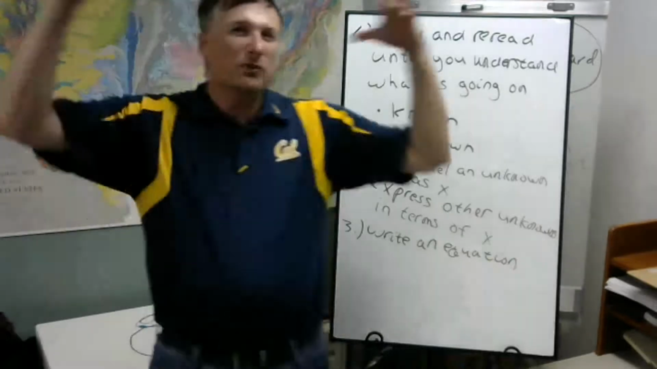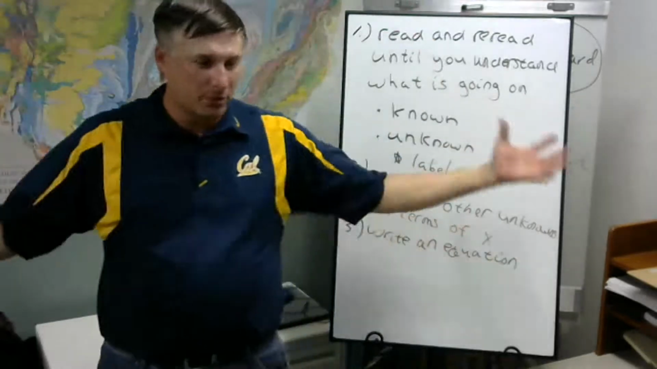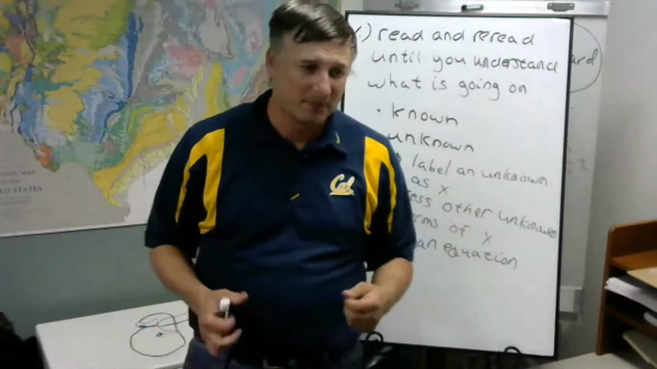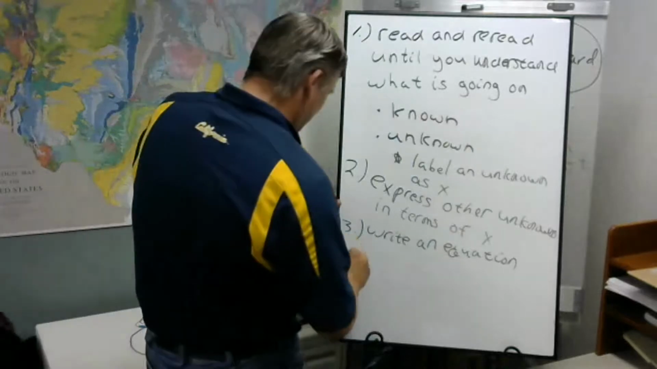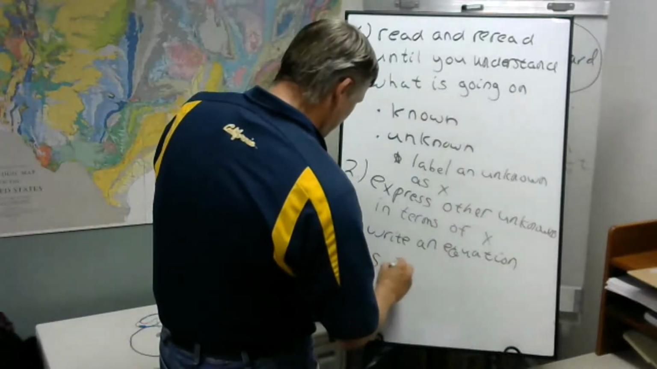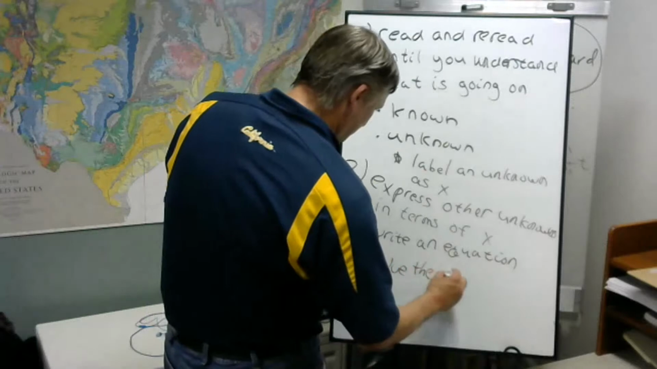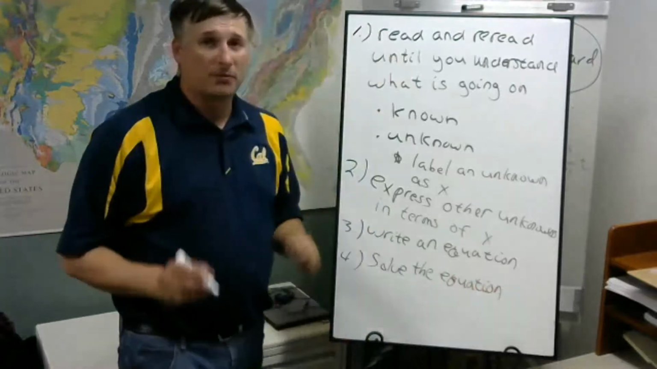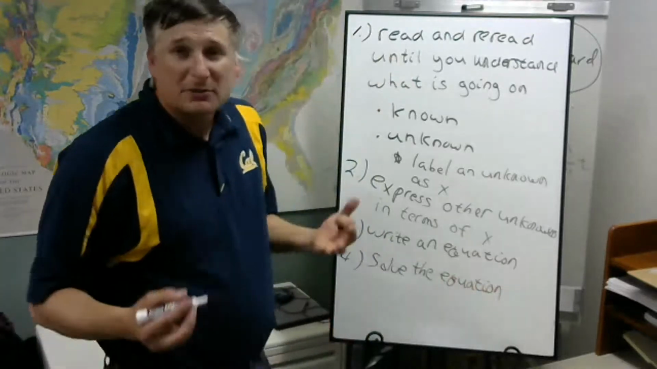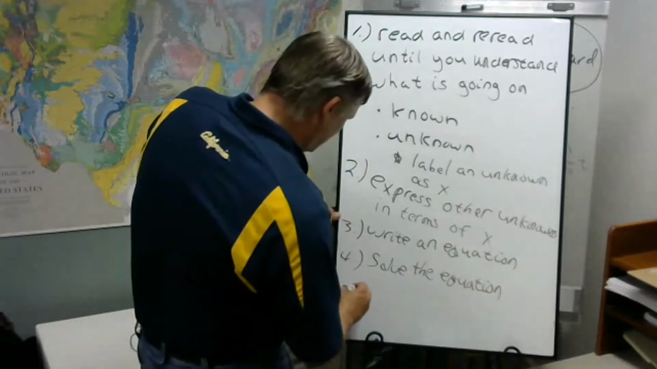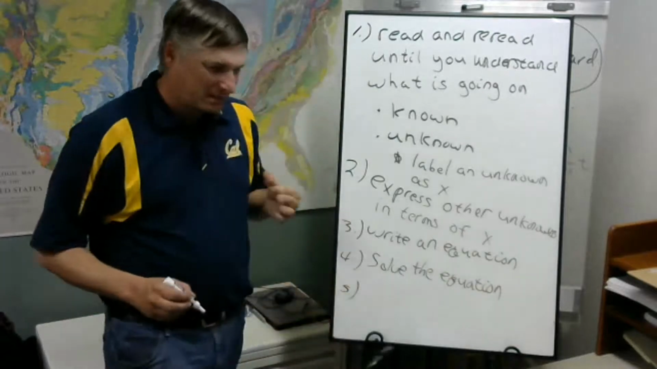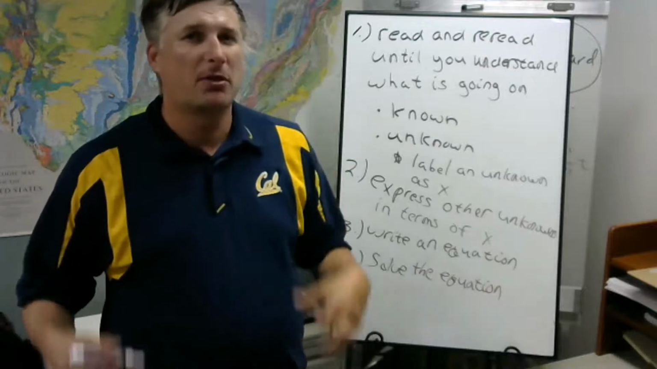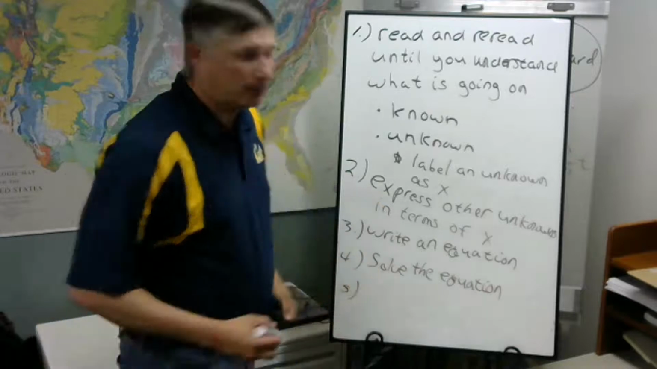Next, there's going to be some overarching relationship that's going to bring all this stuff together. And from that, we're going to come up with an equation. And that leads us to step 4. Solve the equation. So we're going to get some kind of answer. Finally, in step 5, we're going to check our answer in terms of the original wording of the problem.